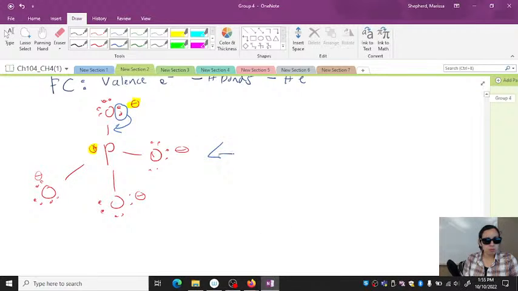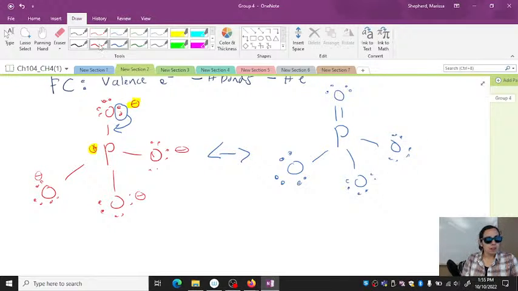And so now I'm just going to redraw my new structure. So now I have a double bond on one of those oxygens. The other 3 will still have a single bond. And so I'd want to put my negative charge, because these still have a -1 formal charge.